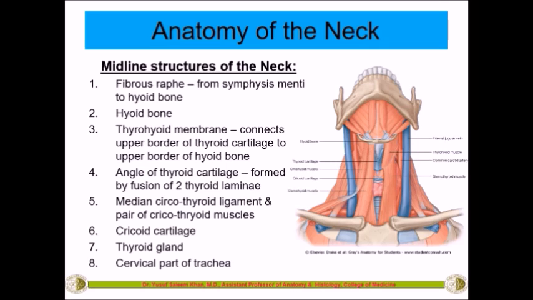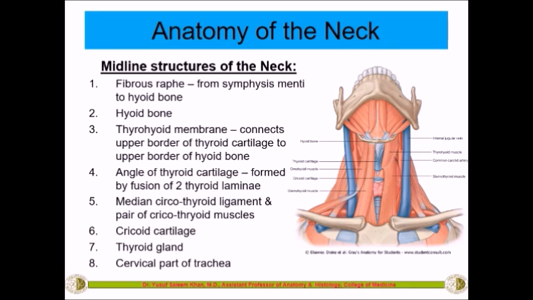Welcome back, students. Now we'll be discussing the anatomy of the neck. Before we discuss the boundaries of the neck, we have to know some of the important structures in the midline. So we'll first discuss what are the structures which are in the front, in the midline of the neck. Then we'll talk about the other boundaries.